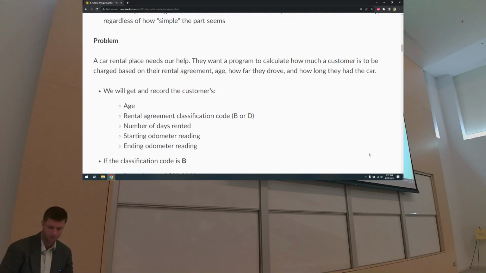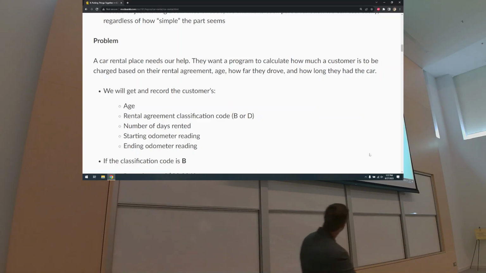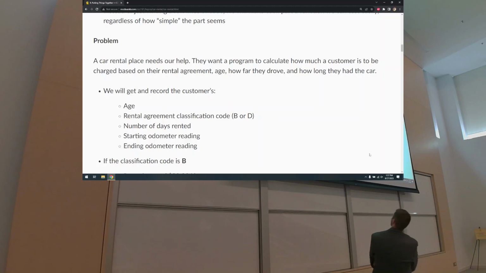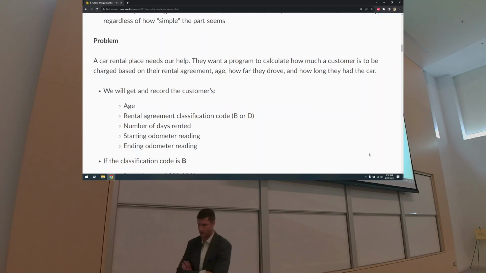So here's the problem. A car rental place needs our help. They want a program to calculate how much a customer is to be charged based on their rental agreement, age, how far they drove, and how long they had the car. Okay? That's what it's going to be. And here's the rules. We will get and record the customer's age, rental agreement classification, number of days, starting odometer reading, and ending odometer reading. And based on this information, we're going to do some calculations to tell us how much they should be charged.